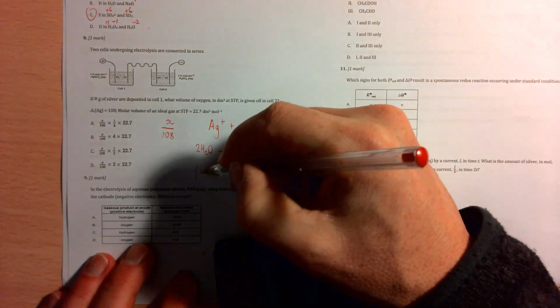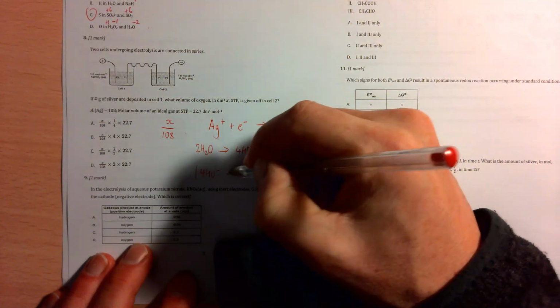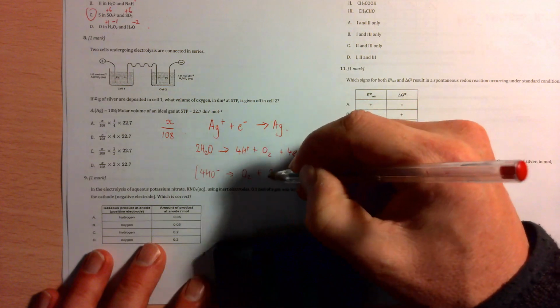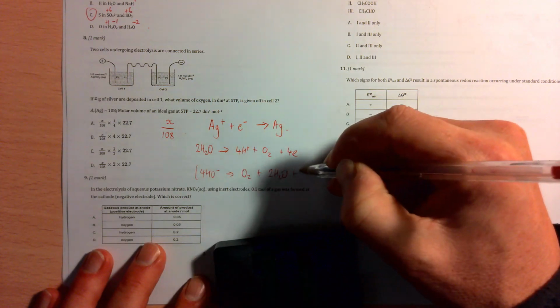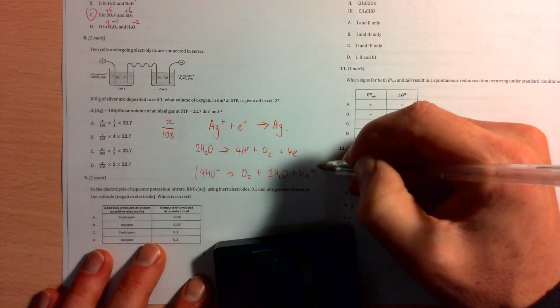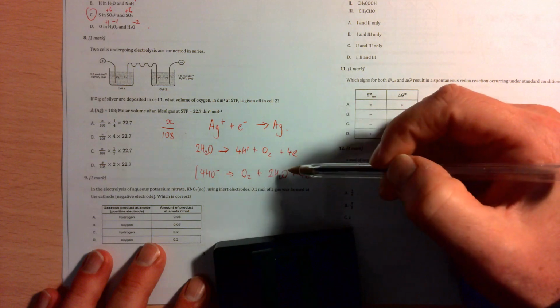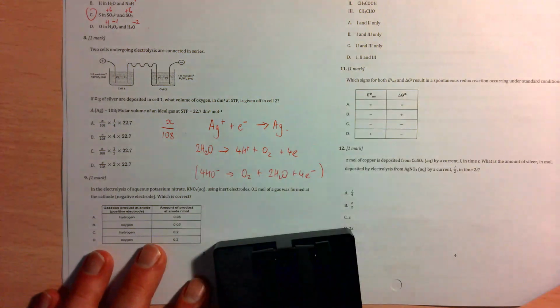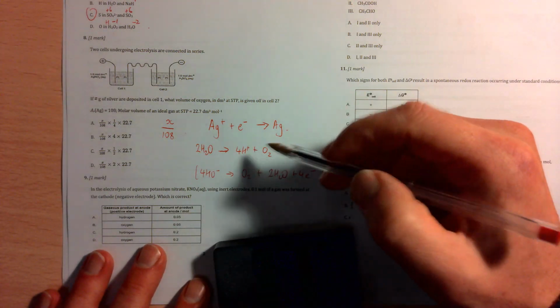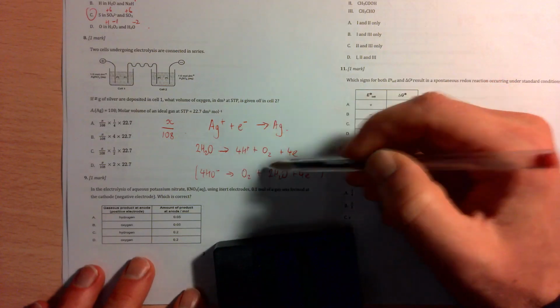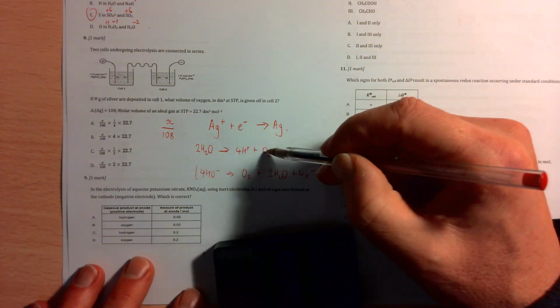You might have written that like this: O2 plus 2H2O plus 4e. Is that right? 1, 2, 3, 4, 1, 2, 3, 4. Okay, so either way, whichever way you do it, this is the way the IB prefers, and that's fine. There's a 1 to 4 ratio of electrons to oxygen.